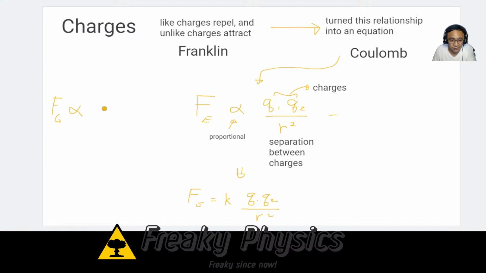It's proportional to the two masses, mass 1, mass 2, the product of those two masses, and divided by their separation distance, right? So again, if you turn that into an equation, it becomes F equals G M1 M2 over R squared. So very similar, right?